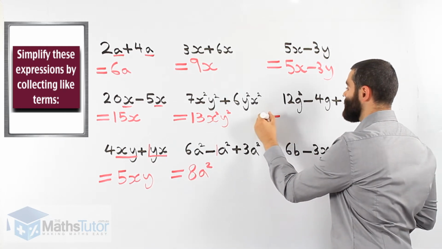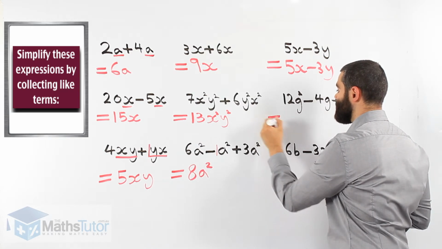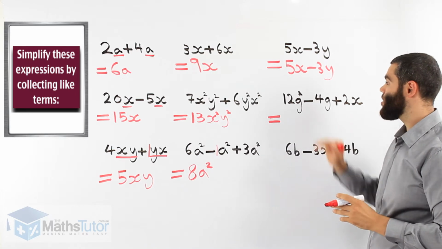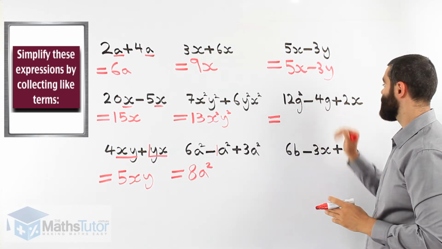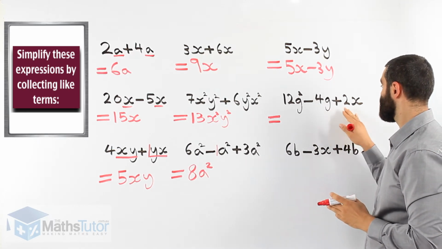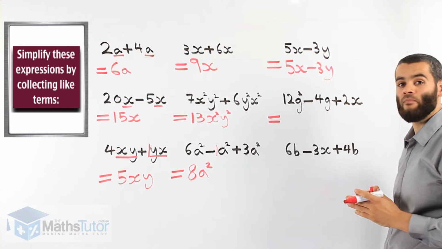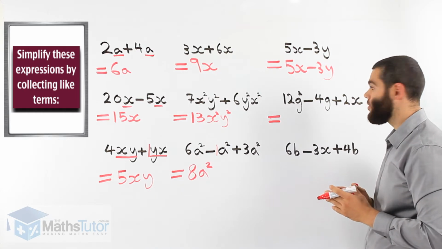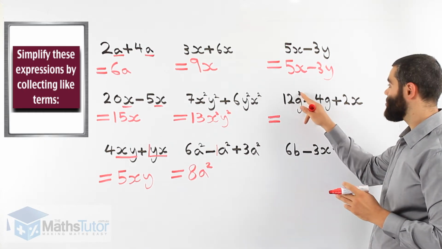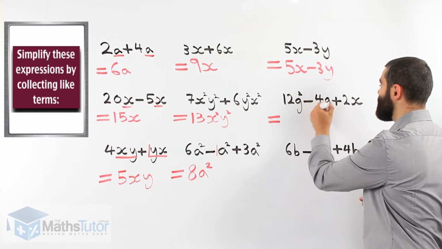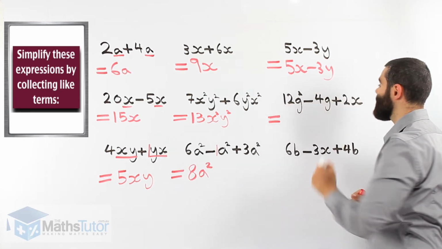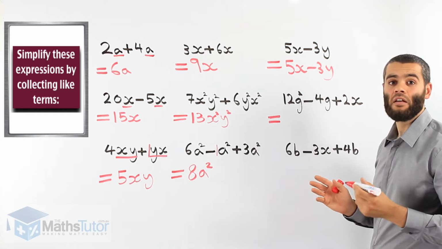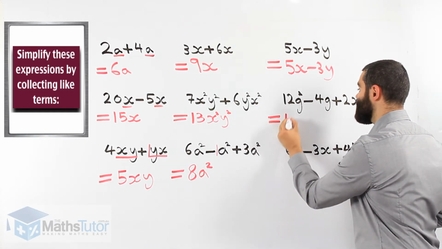This here, you need to make sure you switched your brains on and you are concentrating. 12g squared minus 4g plus 2x. Well, any like terms? We look and we notice there is no like terms. This has a g squared, this term has g squared, this term has g, and this term has an x. There are no like terms whatsoever. So that means we can't collect like terms. The answer is the same as the question.